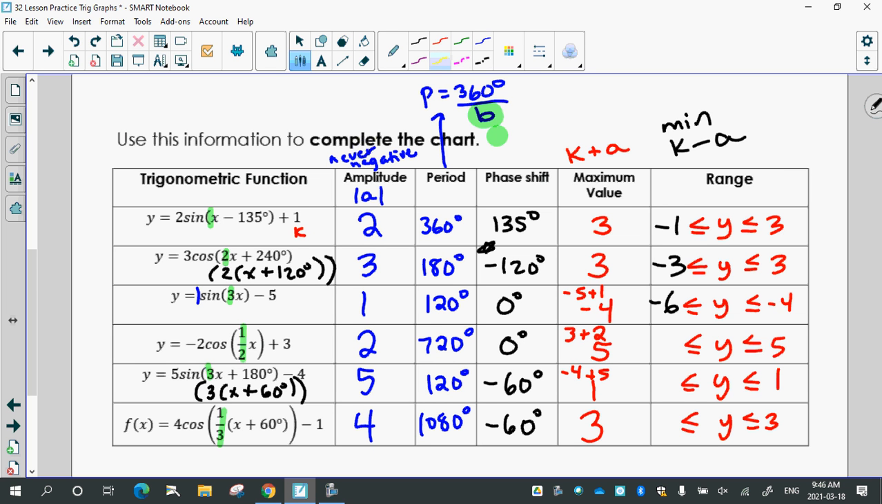Here would be 3 minus 2, which is 1. That's not right. Oh, here's the 1. That's why I just put it in the wrong spot. It is right. 1 to 5. Negative 4 minus 5 is negative 9 to 1. And negative 1 minus 4 is negative 5.